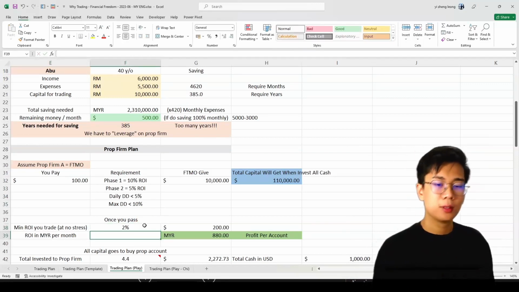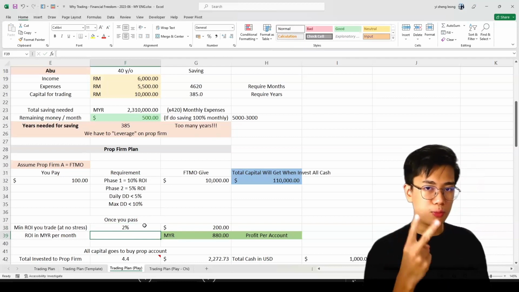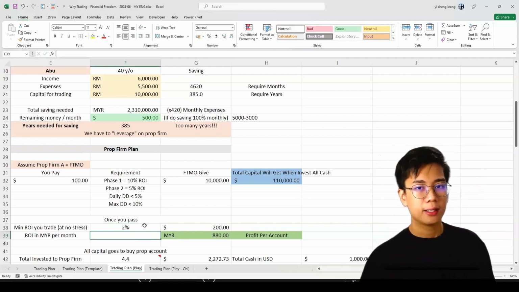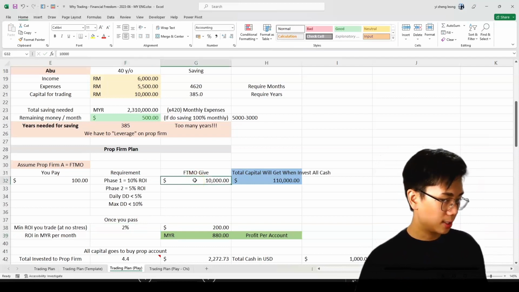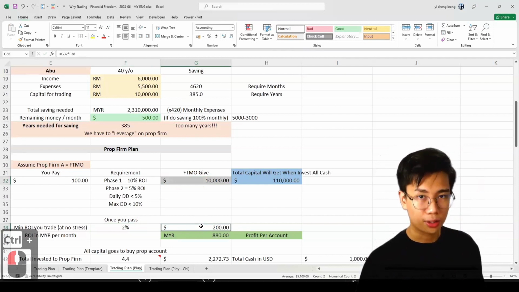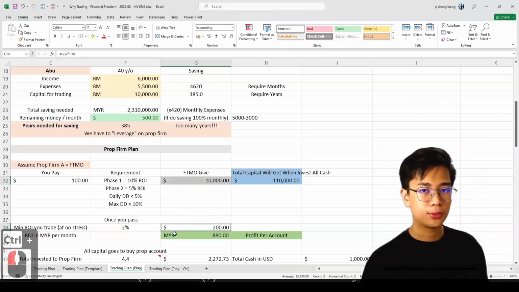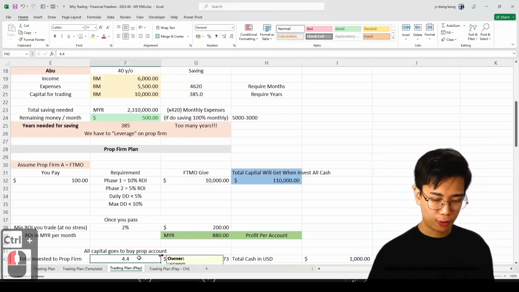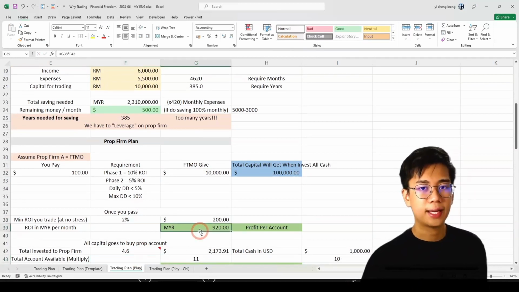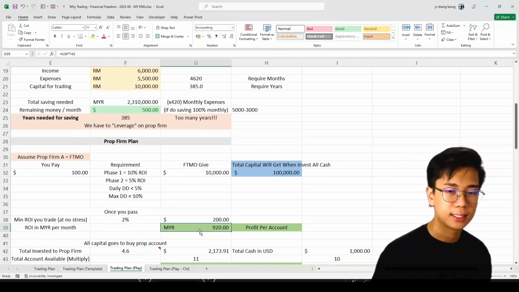2%. So I just need to make 2% ROI. Now, from a $10,000, 2% ROI is $200, correct? And then translate back to ringgit, the conversion is not 4.4 now, it's 4.6 already. It's about 900 plus ringgit.